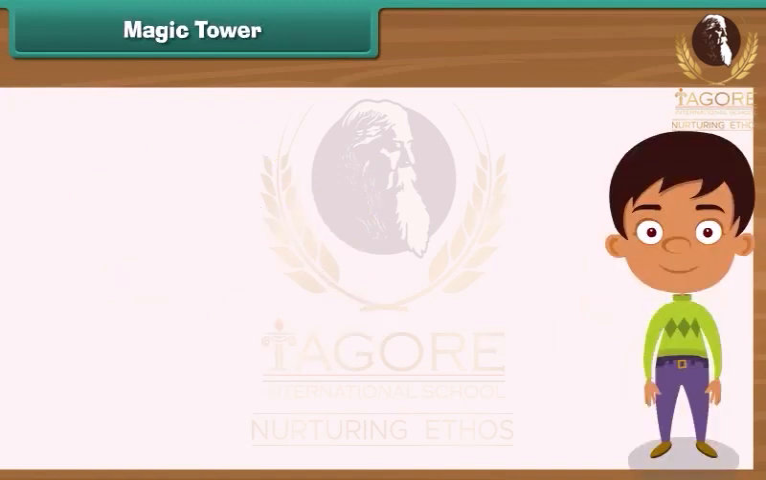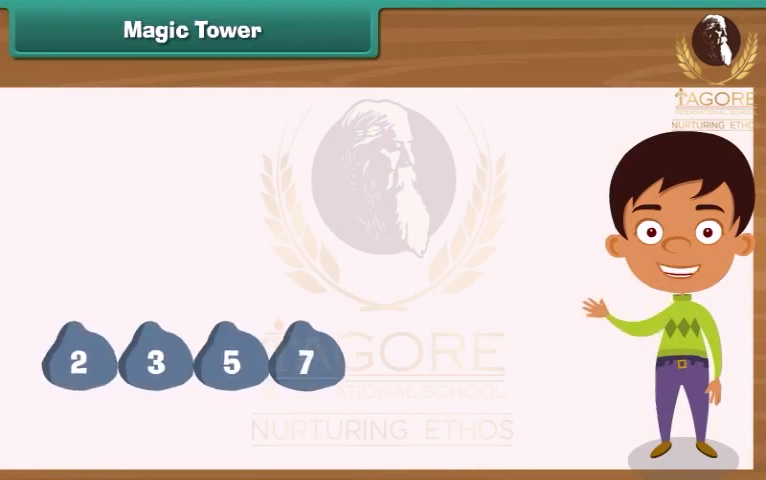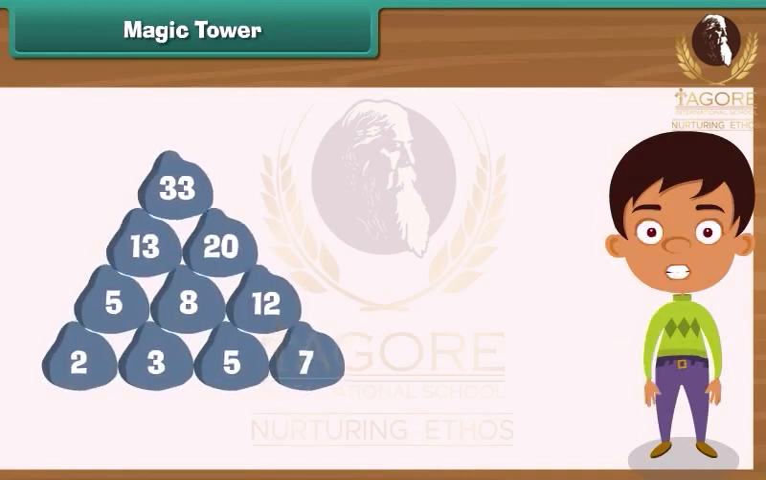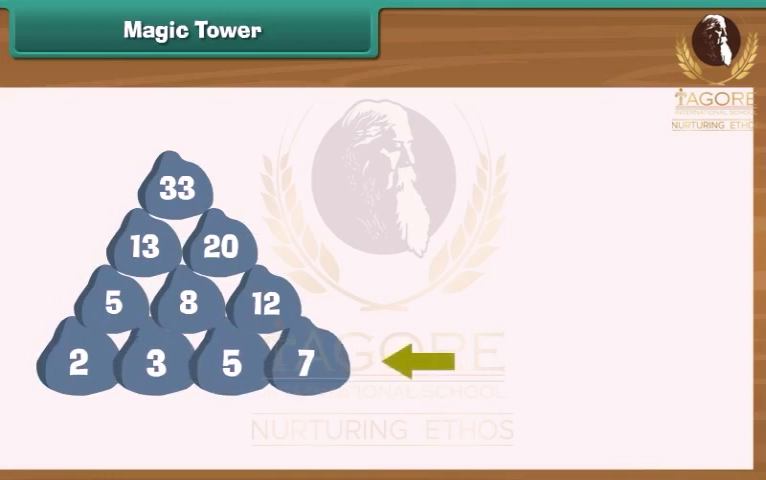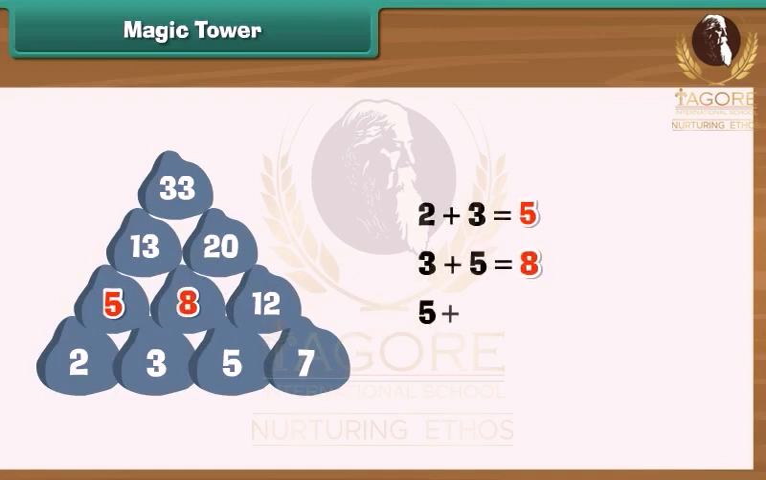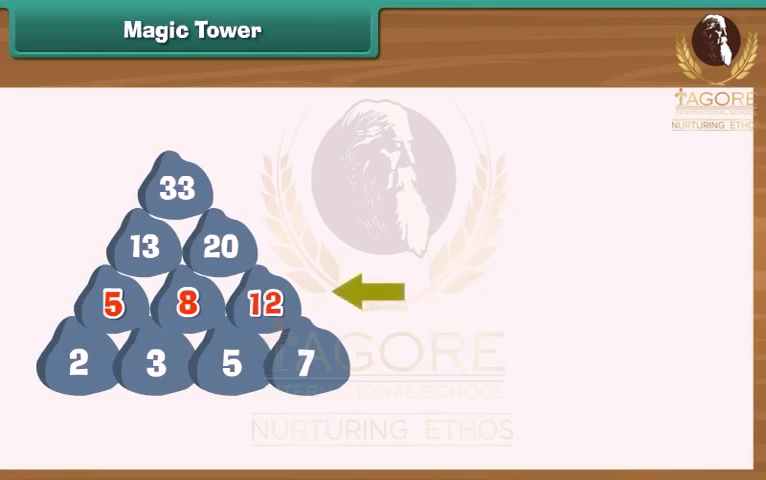Magic tower. Look at these number stones arranged as a tower. There is a pattern in them. Let us decipher it. Let us take the stones in the bottommost row. 2 plus 3 is equal to 5. 3 plus 5 is equal to 8. 5 plus 7 is equal to 12. 5, 8, and 12 form the row above.